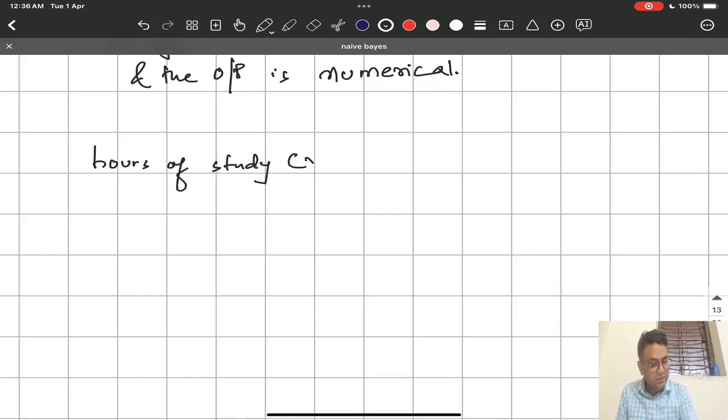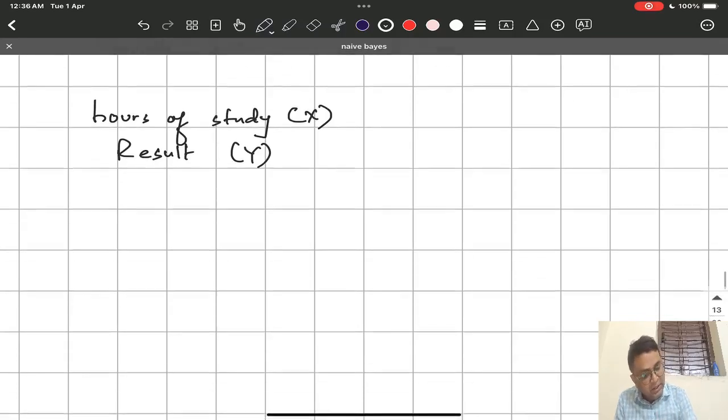Hours of study, which I am taking as x, and result, which I am taking as y. We all know, the more time we give to studies, the better the result will be. If we study more and more, the result will improve with time. Understood? So we can write it like this.